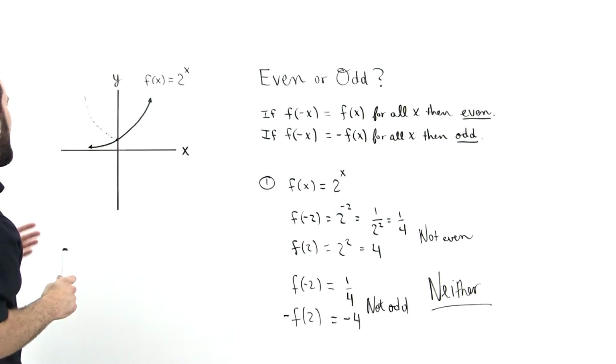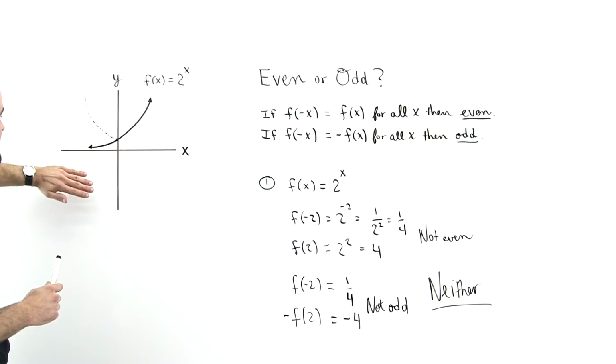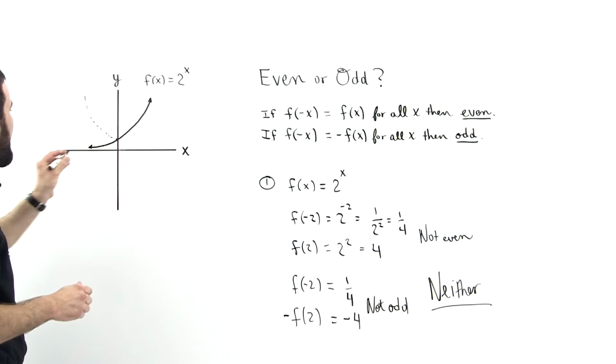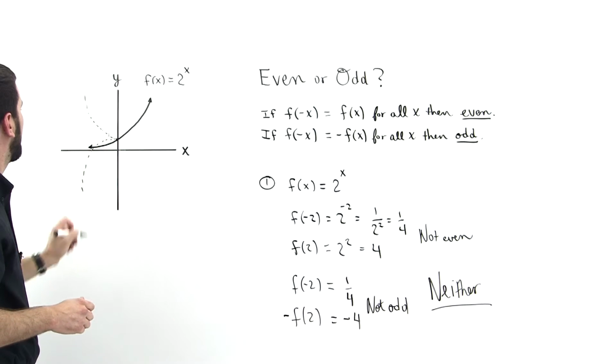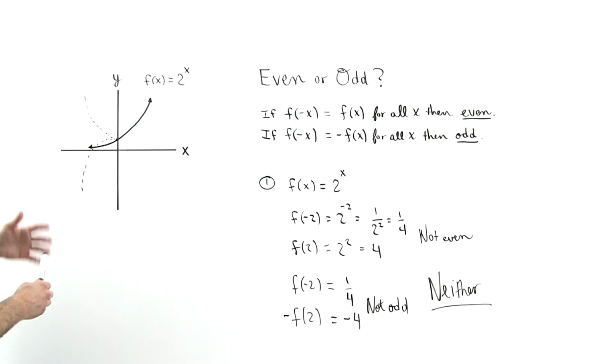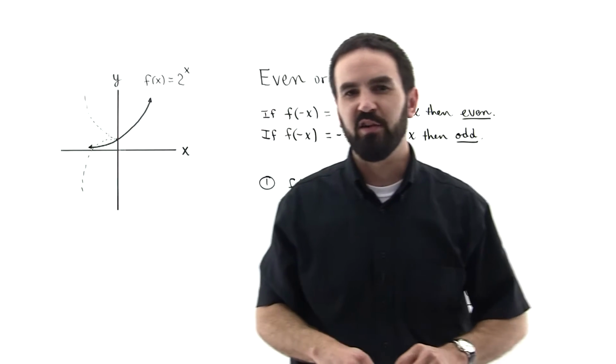And then for it to be odd, we have to flip it one more time about the x-axis. And when we do that, we see that it does something like this. So it's not matching up with that condition either. So this function is neither.